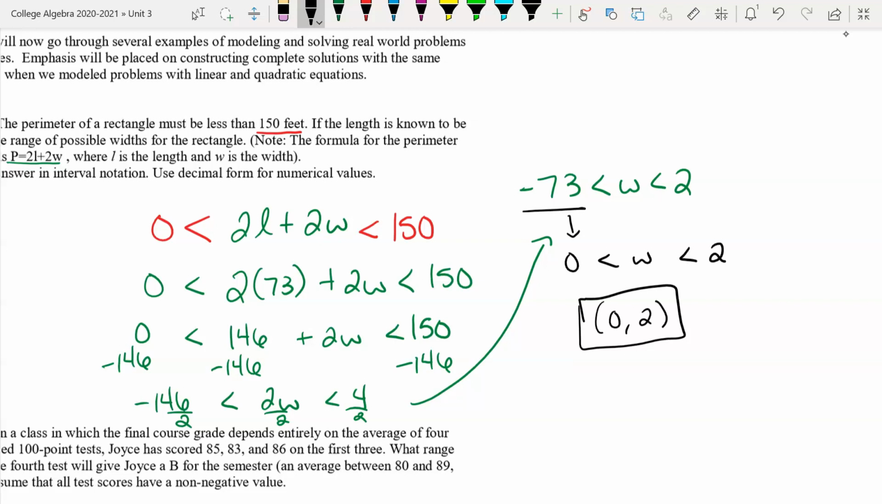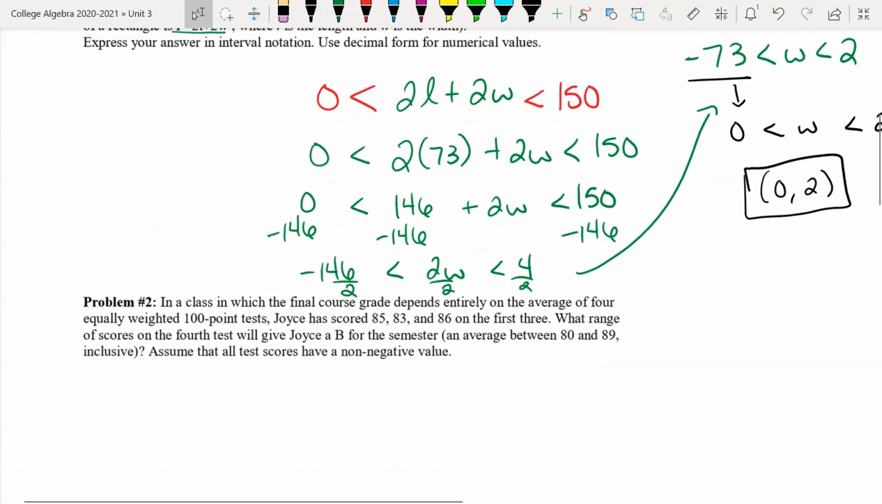You have to be careful of that on the word problems whenever you're doing this, and that's how I would solve the perimeter problem. So again, yes, we had a negative number, but your width can't be negative, right? Think about a real life problem. So it has to be 0. All right, problem number 2.